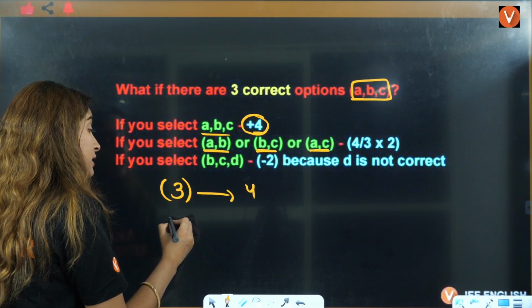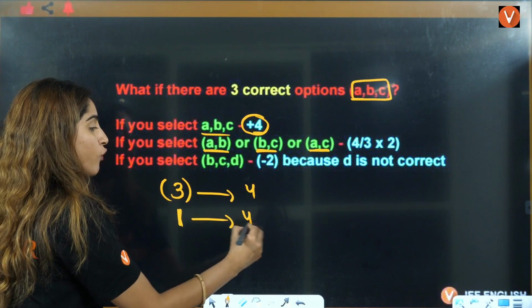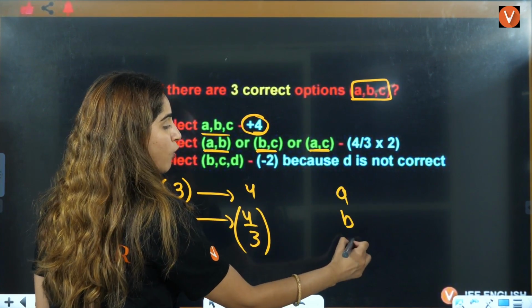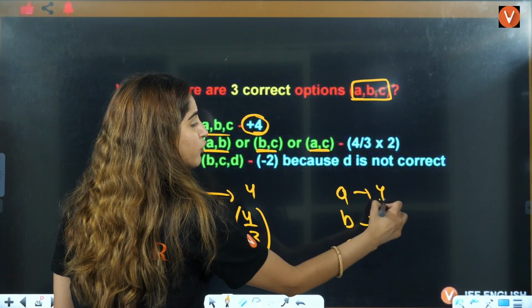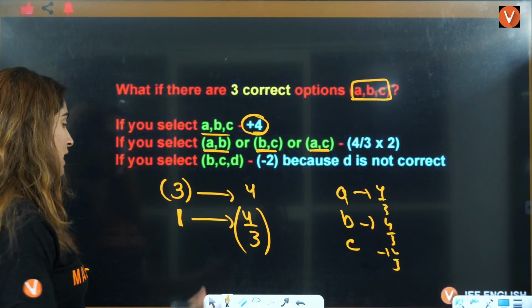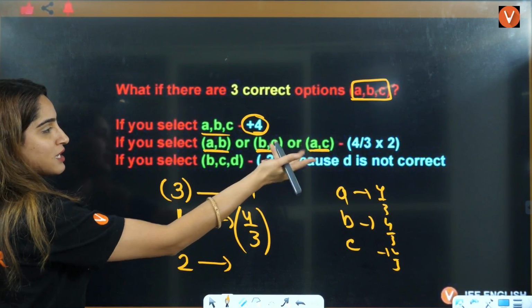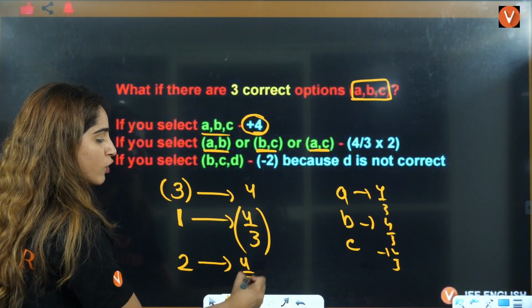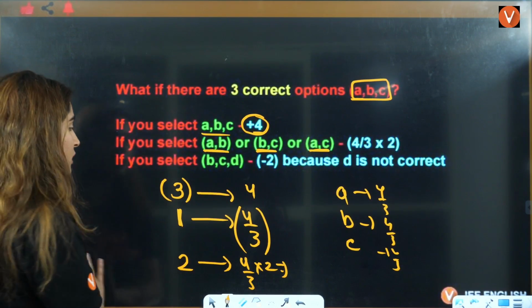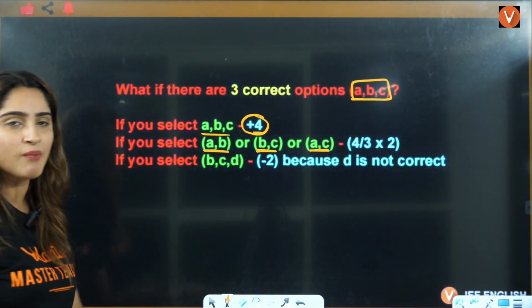Then let's say for one correct answer, they will give you 4/3. Let's say you answer A, or you answer B, or you answer C, they will give you 4/3 each, right? Let's say you answered two correct answers, A, B, or B, C, or A, C, then they will give you 4/3 into 2, right? That's how they give the marks. That's why the marks vary, right?